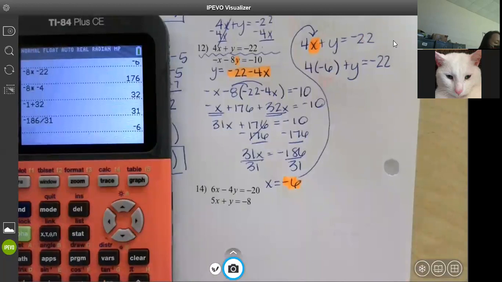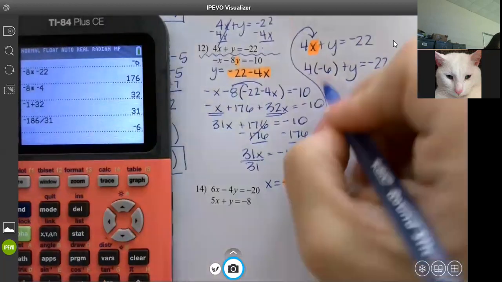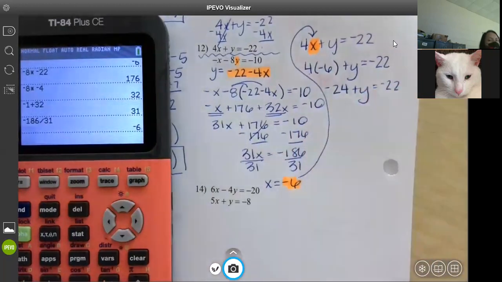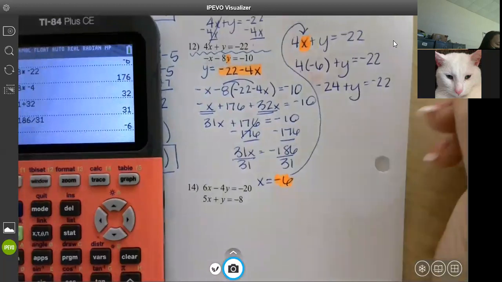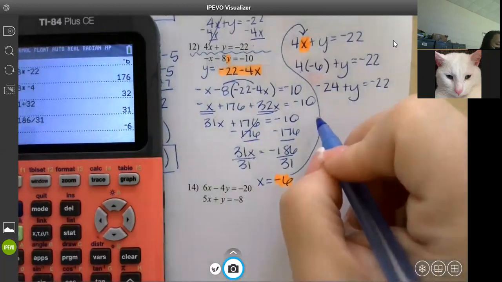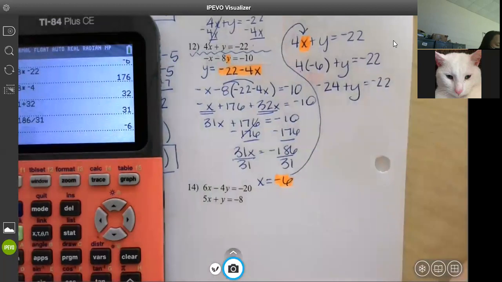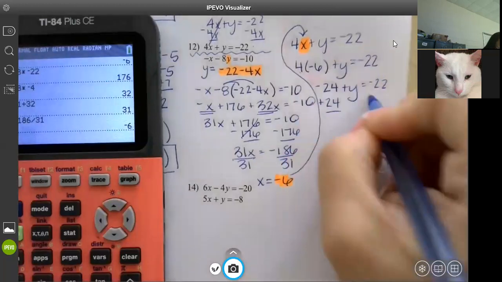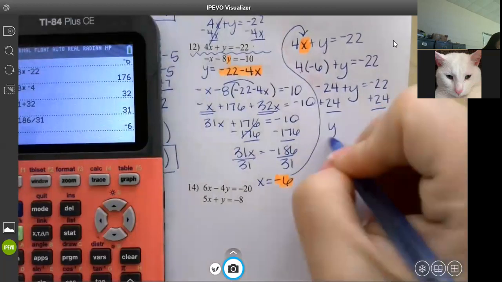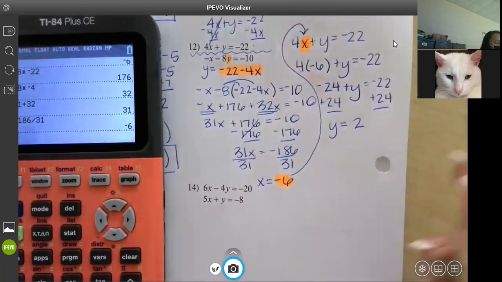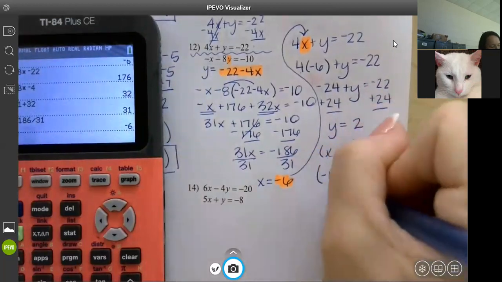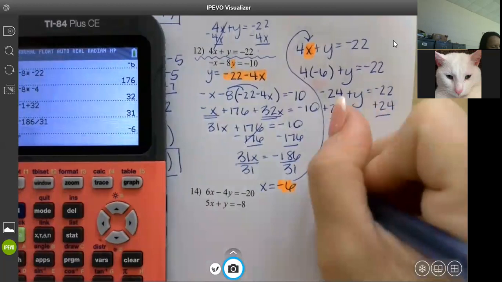Distribute or multiply. 4 times negative 6 is negative 24. And then how do I get y by itself? What's my next step? Add 24. I get y equals 2. Remember, it's an xy coordinate. Your x was negative 6. Your y was 2.